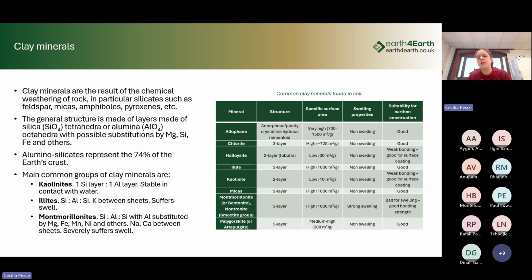But also we need to be aware of the properties of the clay minerals in terms of bonding, because some minerals can be more cohesive, some can be more plastic. So I put here a table with the most common clay minerals found in soil and their relative properties.